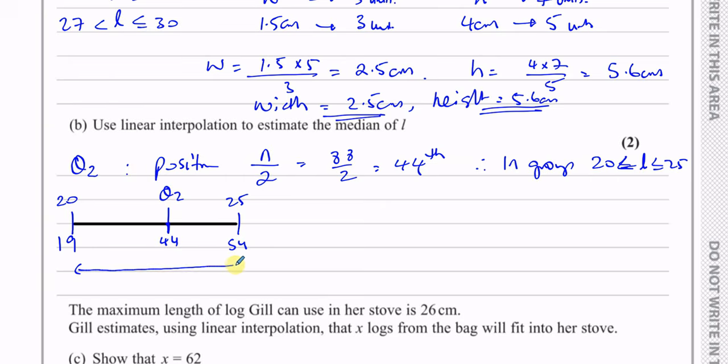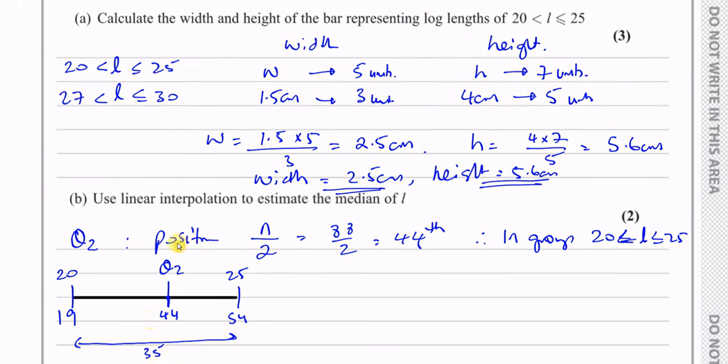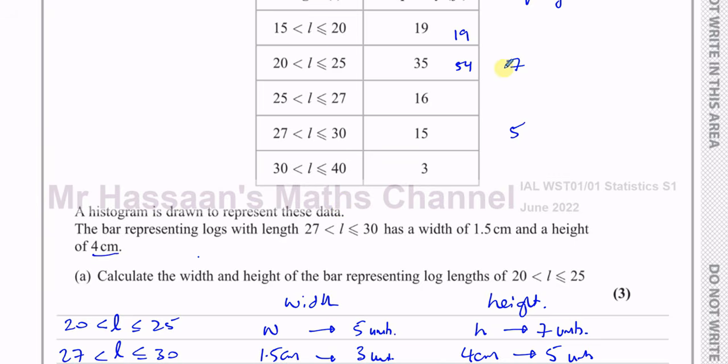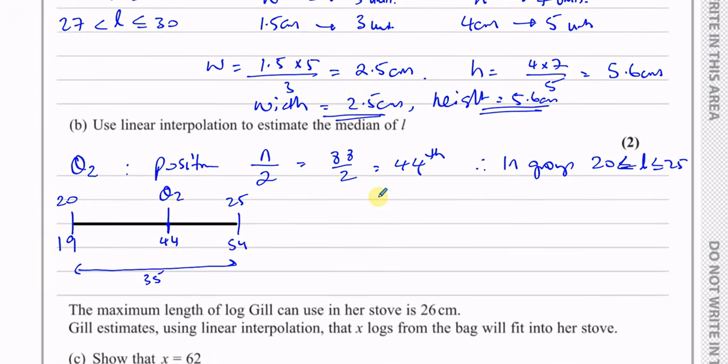So in total in this group, there are 35 entries, as we can see from here. And we're looking for Q2. We can use some sort of proportion. It's going to be more than 20, somewhere between 20 and 25. How far along this bar is it going to be? It's going to be the same proportion that the 44th term is compared to that 19 over the width of that bar. So it's 44 minus 19, that fraction with the width of this bar, which is 35 in terms of its position. That's the fraction of the value between 20 and 25 it's going to be.